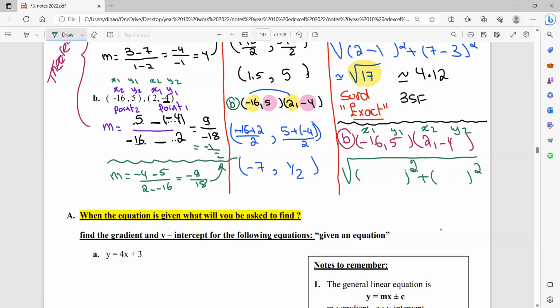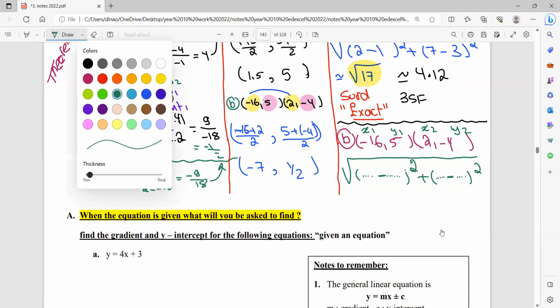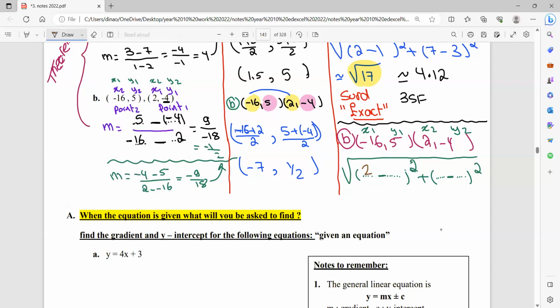So x2 minus x1, y2 minus y1. You put the numbers, you fill in the blanks, whether they are positive or negative, you don't panic. So x2 is 2, x1 is negative 16. So I have 2 negatives one after the other, no problem. Okay? y2 is negative 4, and then y1 is 5.